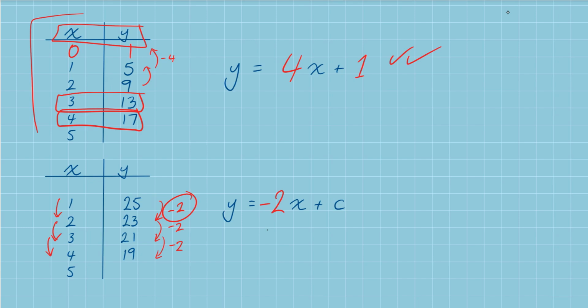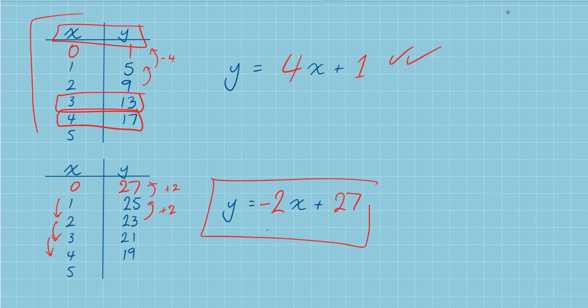Let's figure out what that c would be. What would 0 be? Now it's going down 2 that way, so as it goes up, it's going to be increasing by 2. So I'm going to increase that one by 2 as well. 27. So that should be 27. So our formula in this case is going to be y equals minus 2x plus 27.